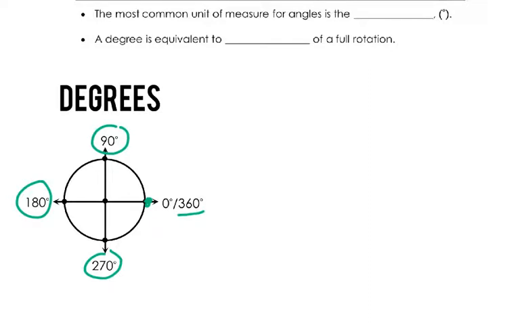Alright, so the most common unit of measure for an angle has always been degree. You've always had to put your calculator in degree mode when you're talking about angles. And a degree is equivalent to 1 over 360 of a full rotation. So like every degree you go up, it's 1 out of 360. So if you go all the way around, there's no way I can make 360 dots, but you get 360 degrees.